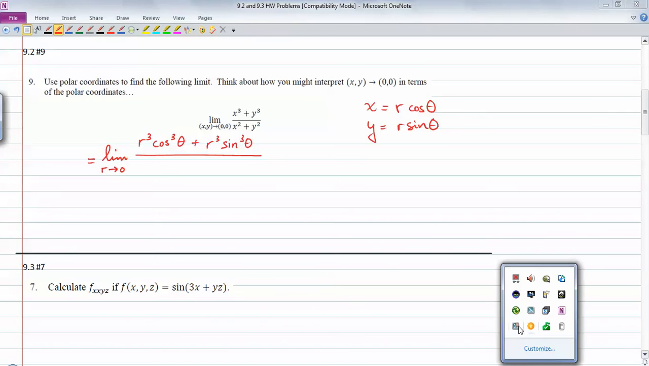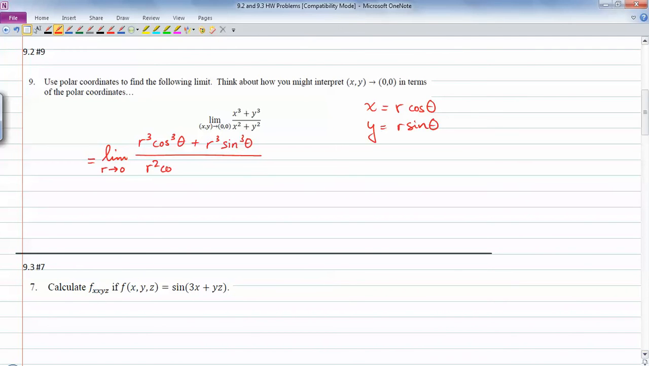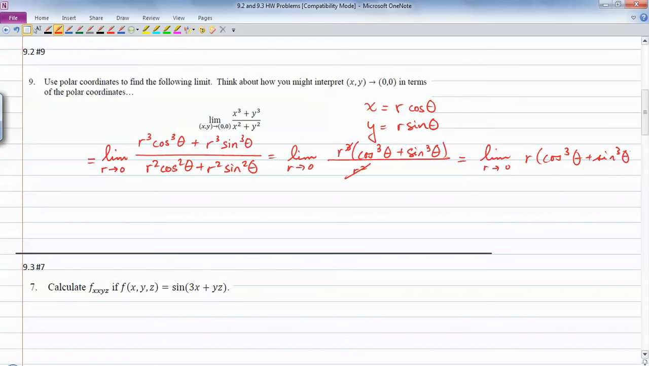So hold on one second. Okay, sorry. Paused it for a second, so I got to finish this. X squared plus y squared is going to be r squared cos squared theta plus r squared sine squared theta. And if you think about the bottom, if you factor out the r squared, cos squared plus sine squared is just 1. So then this turns into limit as r goes to 0 of r cubed times cos cubed theta plus sine cubed theta over r squared times cos squared plus sine squared, but that's just 1. And then we can cancel out a couple of r's. And we get the limit as r goes to 0 of r times cos cubed theta plus sine cubed theta, which ends up being 0. Okay.